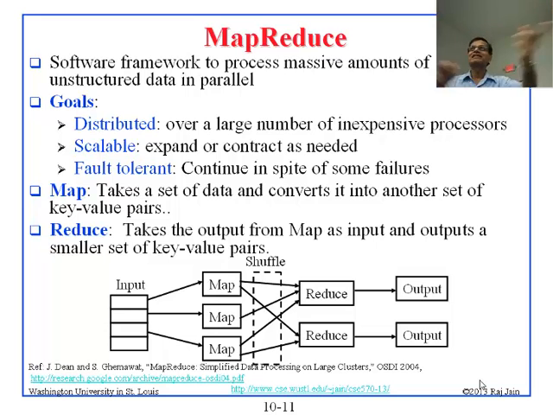If one goes down, the other one will bring the result. If both of them go down, then you ask a third one to do it later on, and so on. So that is basically the redundancy that is there. Map is to take a set of data and convert it into another set of key value pairs.